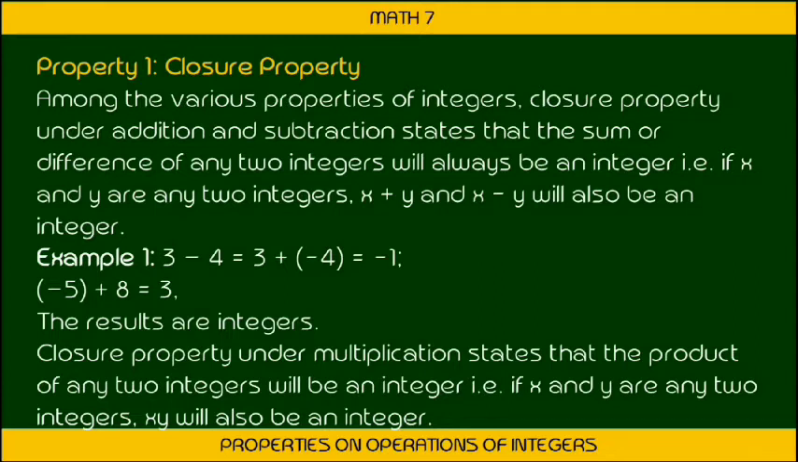Closure property under multiplication states that the product of two integers will be an integer. Example, if x and y are any two integers, xy will also be an integer.